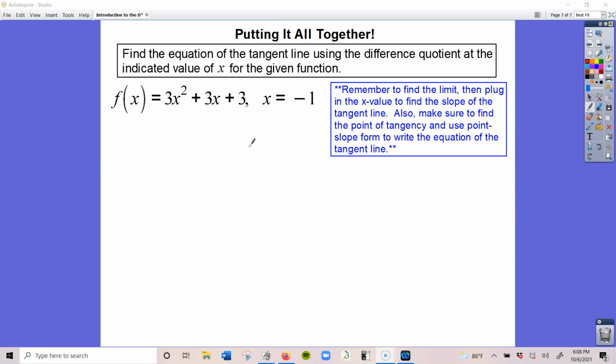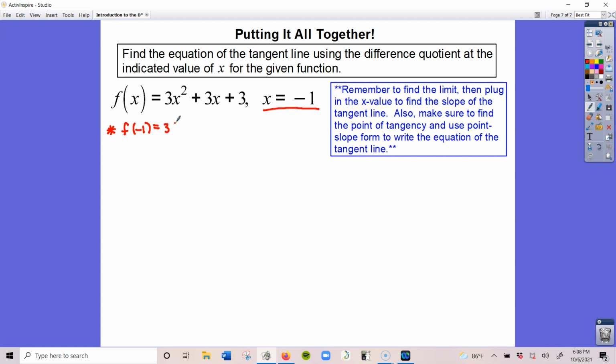Okay, so what we're going to do now is we have this function f of x is equal to 3x squared plus 3x plus 3, and we want to find the equation of the tangent line using the difference quotient at the value of x is equal to negative 1. So remember, the first thing we're going to need is our point of tangency. We got the x, we need the y. So we're going to plug in negative 1 for x.